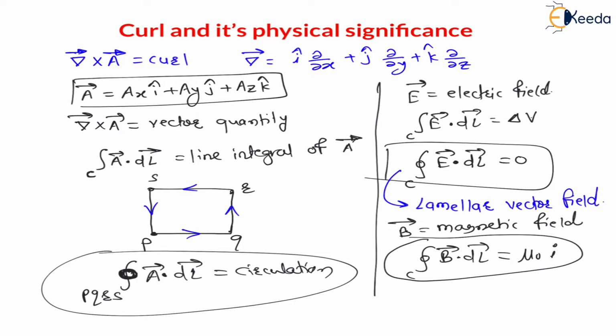So my dear students, therefore the magnetic field is not a lamellar field. For a closed path, if the line integral over the entire closed path is 0, then only it is called a lamellar field. My dear students, let us consider any one vector field. Let us say I am considering vector A. Here I am considering vector A as a vector field, and for a closed path I will calculate this line integral.